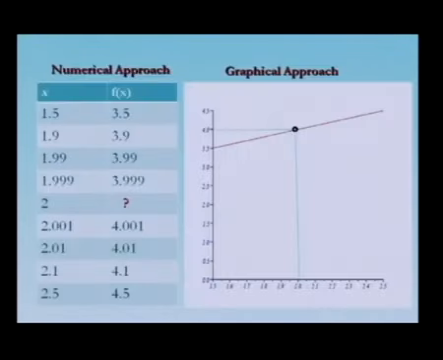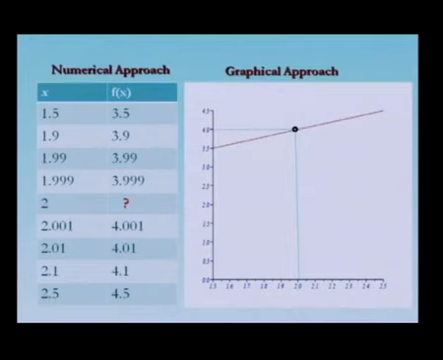Consider the graph. This graph is a straight line, and at the point 2 there is a hole. So it means that the function is not defined at 2. Now we see the table. When x is 1.5, f(x) is 3.5. When x becomes 1.9, f(x) becomes 3.9.